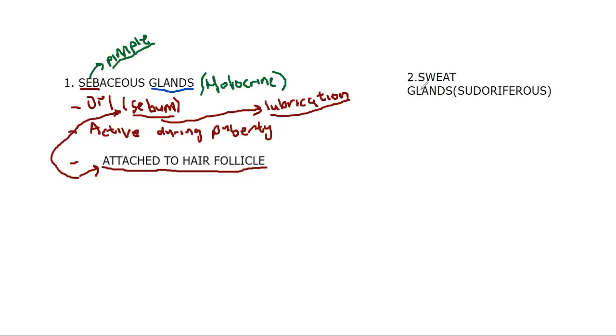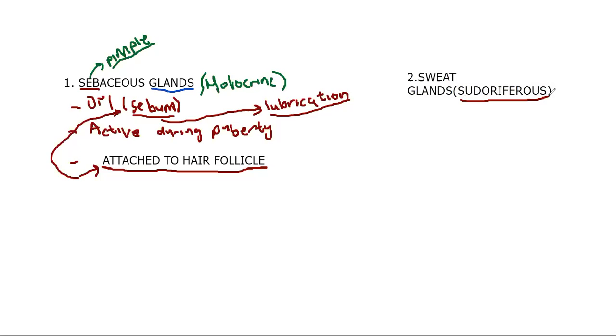Going to the next accessory structure of the skin, we have sweat glands. Your sweat glands are also called sudoriferous glands. Typing error there? No, there's no typing error. Sudoriferous, yeah.